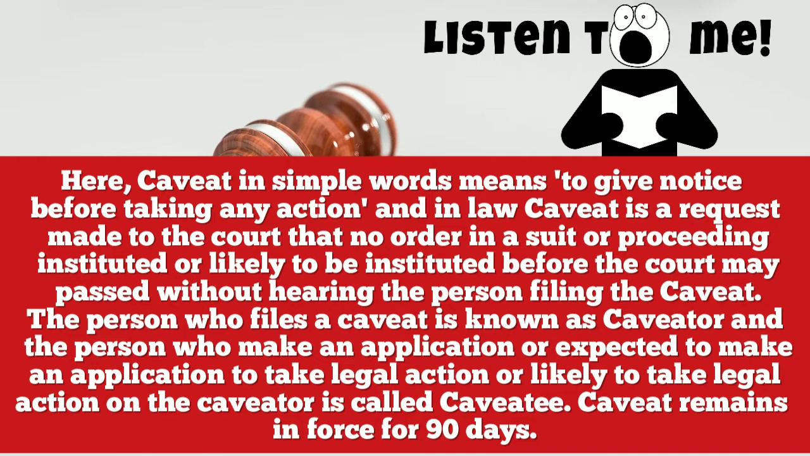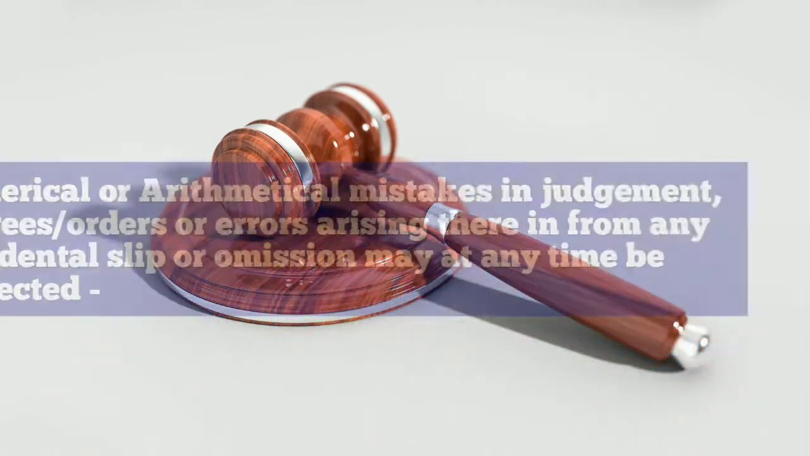The person who files a caveat is known as the caveator, and the person who makes an application or is expected to make an application to take legal action against the caveator is called the caveatee. A caveat remains in force for 90 days.